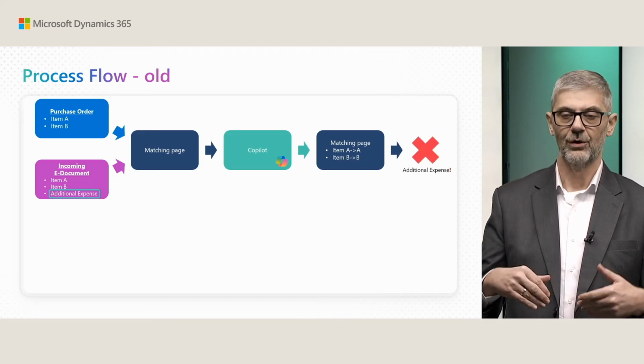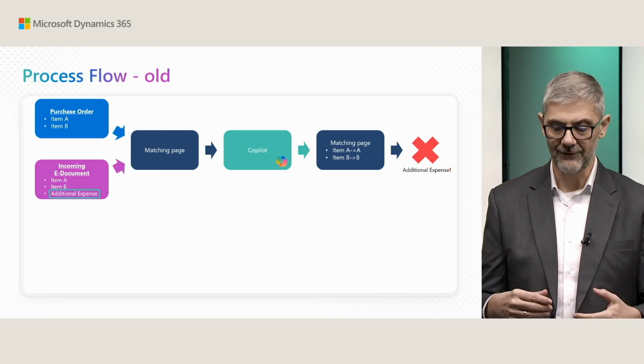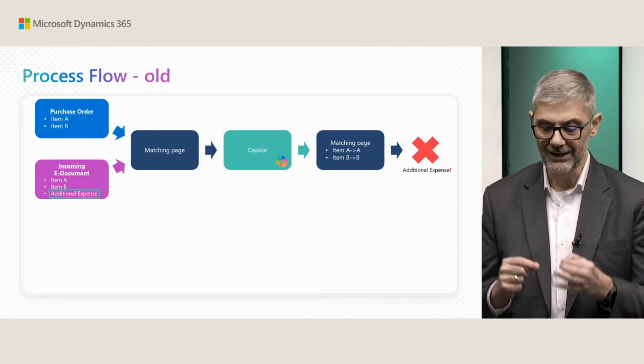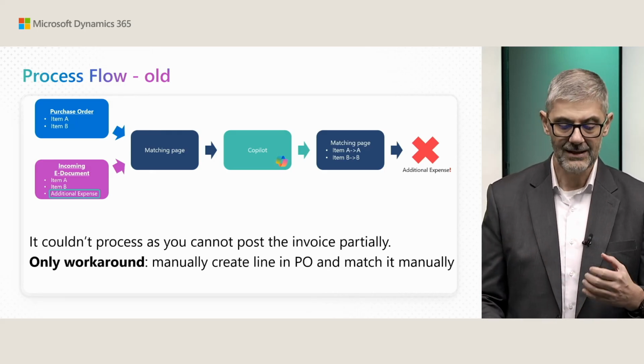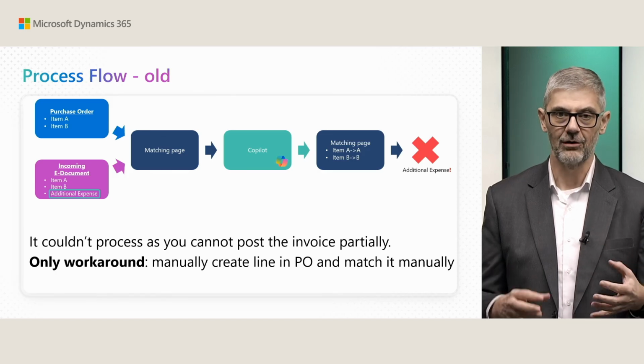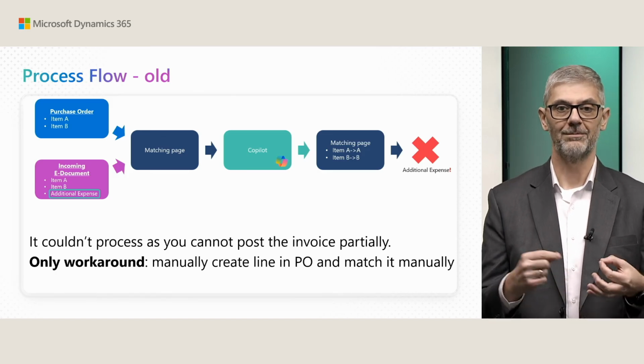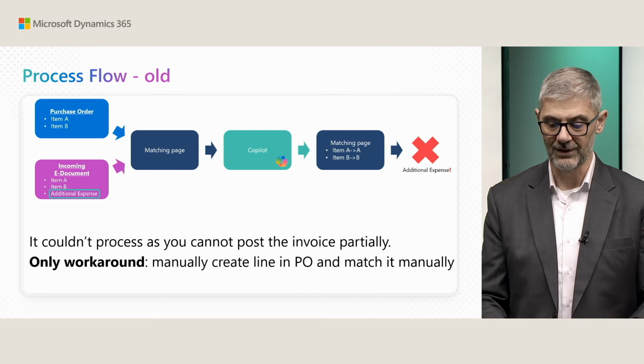So when you wanted to confirm to post, it was not possible because you had this one additional expense and you couldn't proceed, because you had to post the complete invoice, not partially. So it was a problem.